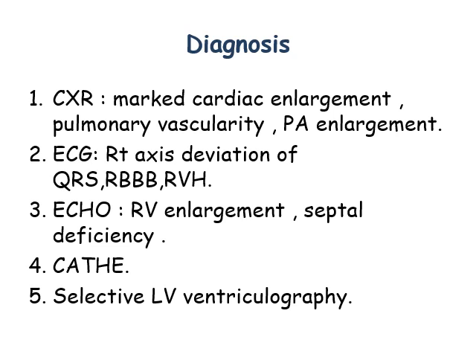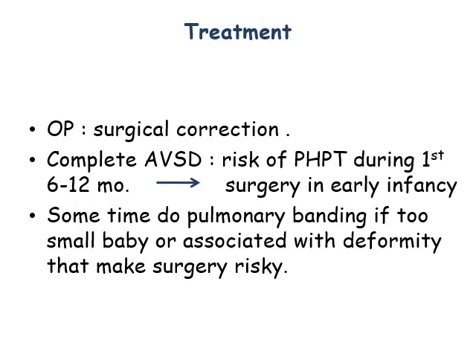We found marked cardiac enlargement, increased pulmonary vascularity, and pulmonary artery enlargement. Number 2, by ECG, we found right axis deviation of QRS, right bundle branch block, or right ventricular hypertrophy. Number 3, by echo, we found right ventricle enlargement and septal deficiency. Number 4, by catheterization. And number 5, by selective left ventriculography.